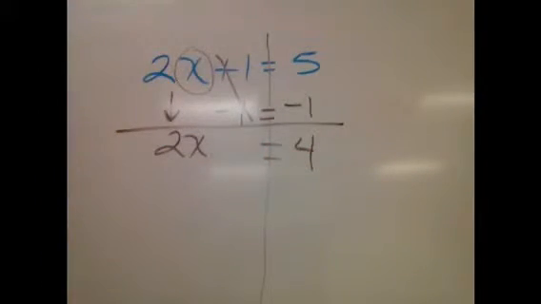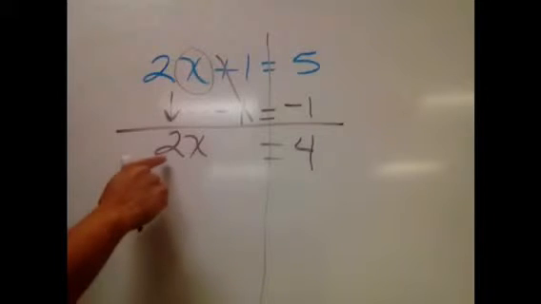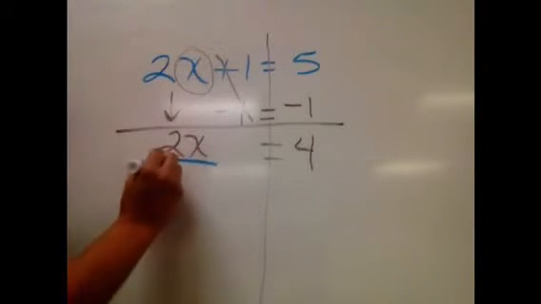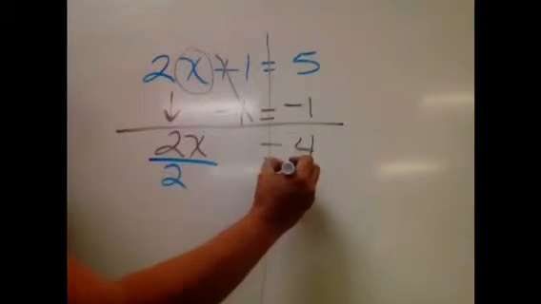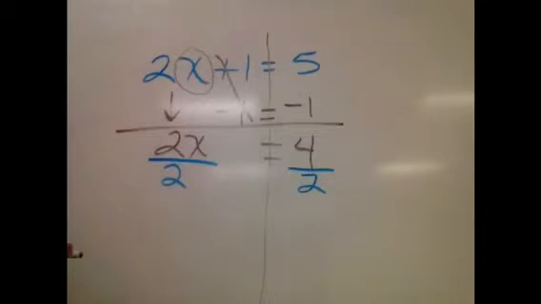Then the second step is to divide, so that's what we're going to do. We're going to divide this side by 2 because this is 2 times x, so we want to do the opposite. We're dividing by 2 here. Again, we have to keep everything equal. We're going to divide this side by 2 also.